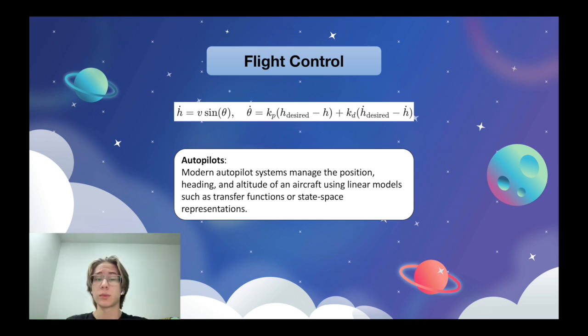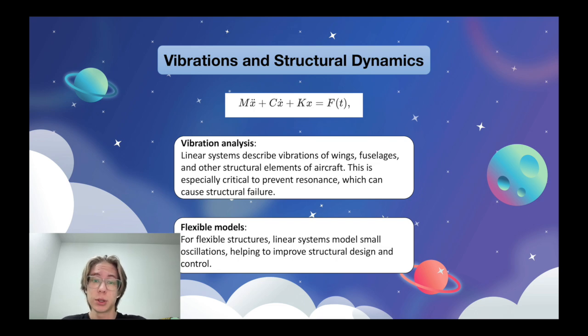The next one will be vibration and structural dynamics. Vibrational analysis, for example: linear systems describe vibrations of wings, fuselages, and other structural elements of aircraft. This is especially critical to prevent resonance, which can cause structural failure. For flexible structures, for example, large wings or satellite solar panels, linear systems model small oscillations, helping to improve structural and design control.